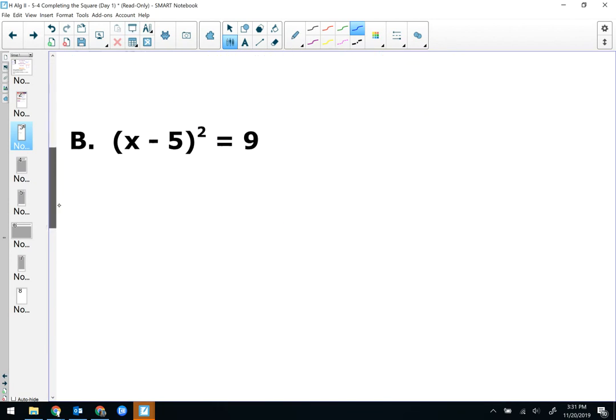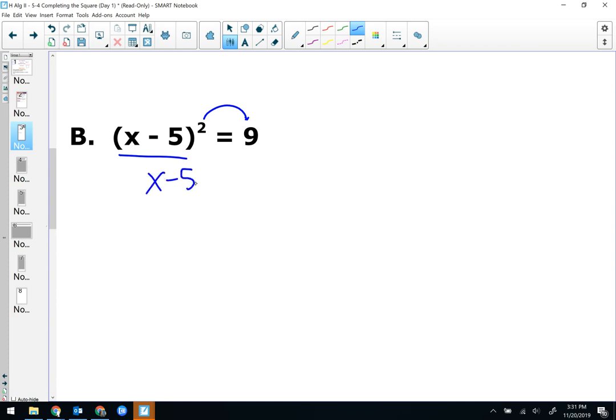Take a look at this one. Okay, so there's no real b term, but I do have something. I have a quantity squared over on the left side. Well, how do you undo a square? We take the square root of the opposite side. So this is like saying x minus 5 is equal to plus or minus. Don't forget, whenever we take the square root, we take a plus or minus 3.